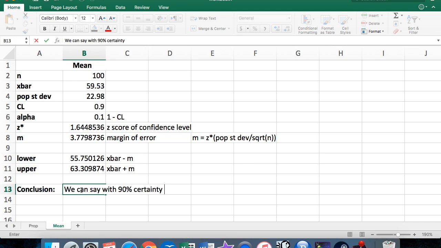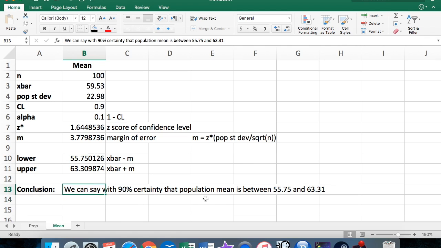Our certainty this way. So with 90% certainty, that population, so the population mean mu is between our lower bound, approximately 55.75, and approximately 63.31. That's how you would read this problem.